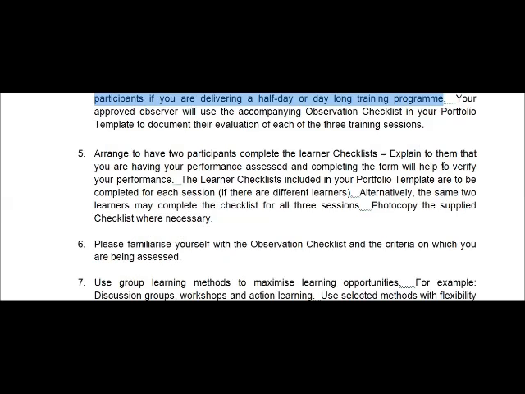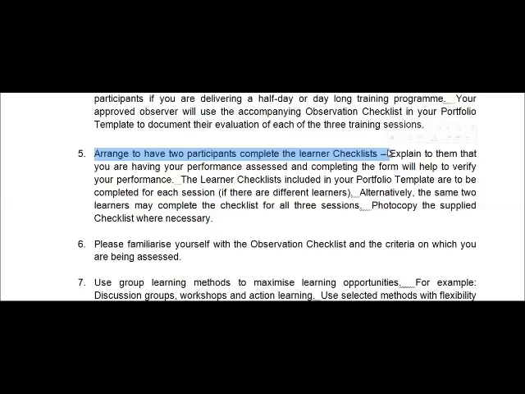Okay. Now, you need to have 2 of your participants complete checklists for each session. Okay. Remember, you've got 3 sessions. Each session needs to have 2 participants also complete a checklist. So you'll be observed by your observer, but also 2 of your learners or trainees in that group will also complete some evidence for you as well. Now if you're doing these sessions consecutively as part of a 1-day or half-day training program or workshop, they could be the same 2 learners.